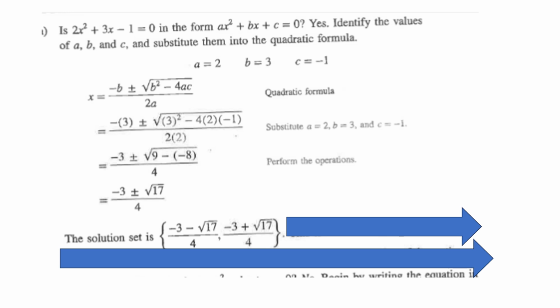So the solution set is minus 3 minus the square root of 17 over 4. And the second solution is minus 3 plus the square root of 17 over 4.